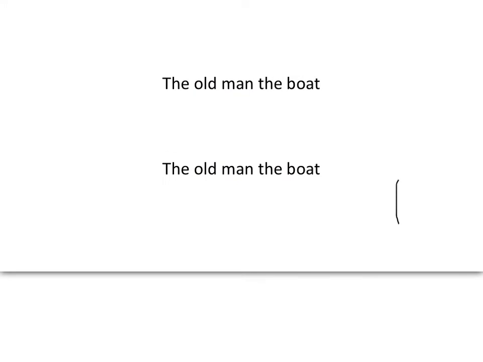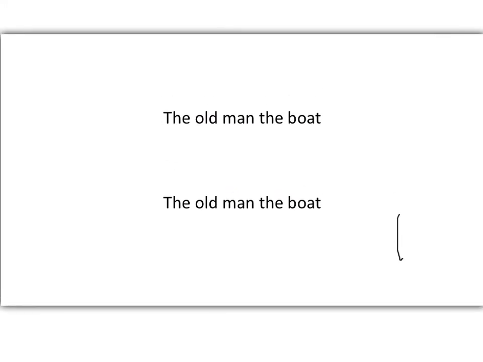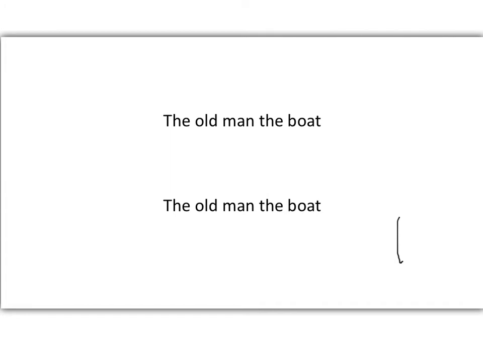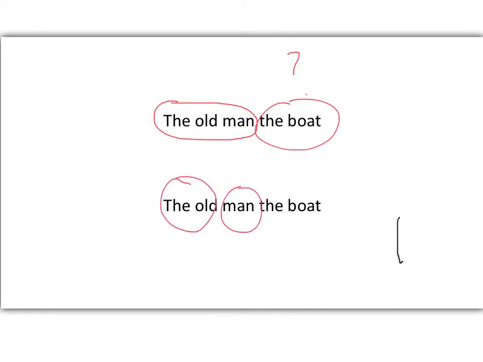We can do the same with the old man, the boat. So your initial parsing was the old man, and then you saw, okay, we've got an old man, and then the boat, and that didn't make sense. But the correct parsing is the old, and then the word man has to be treated as a verb. So the old is your noun clause, man is your verb, and then the boat is your noun. And that will make sense, but the other way it doesn't.